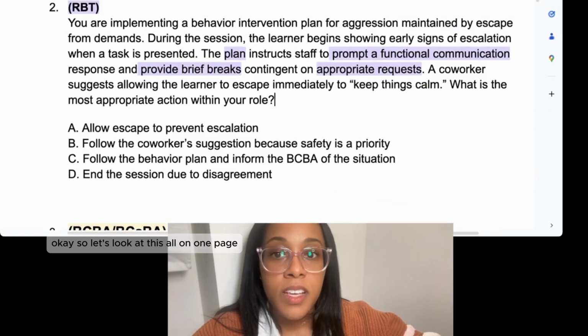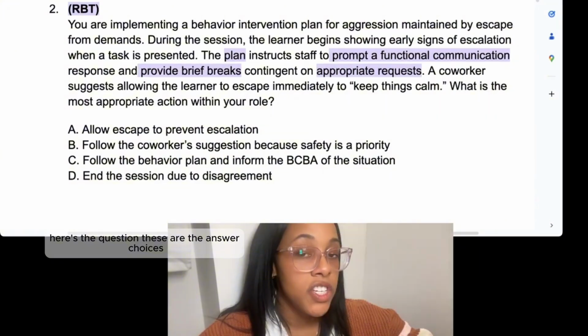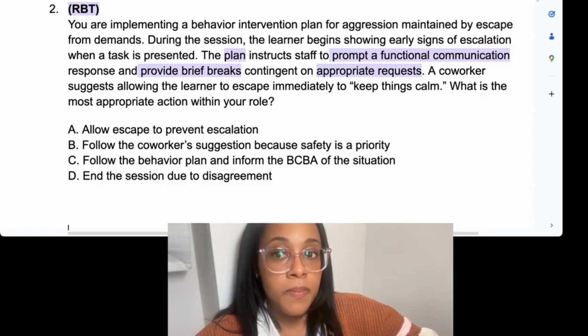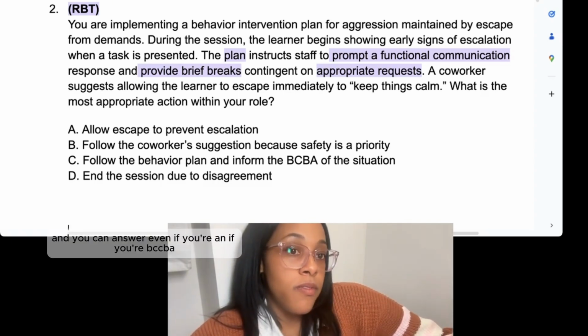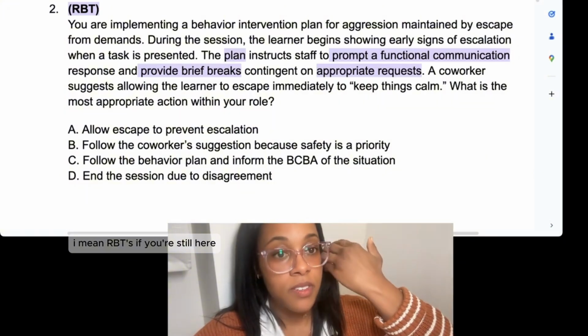Okay, so let's look at this all on one page. Here's the question. These are the answer choices. I'm going to give you guys a second to answer. And you can answer even if you're a BCBA. I mean, RBTs, if you're still here.